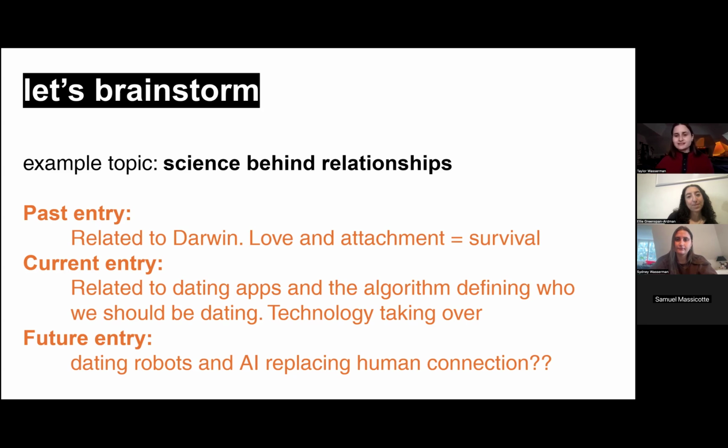The current, of course, you could connect them a little bit better between them. But I thought something interesting and fun and creative for the current entry based on relationships would be related to, again, the current technologies of dating apps and discovering the science behind relationships as being controlled by an algorithm, and understanding that, maybe again, hinting to the future one, hinting to the next letter, that maybe technology is going to take over.